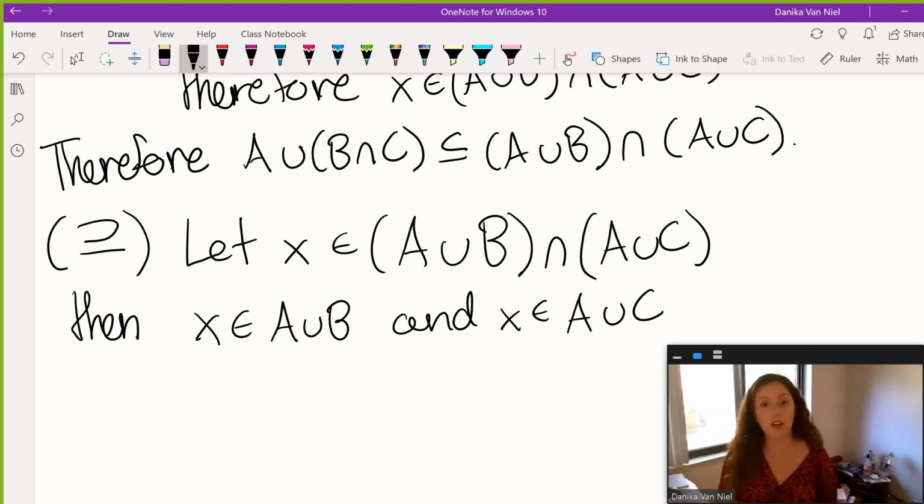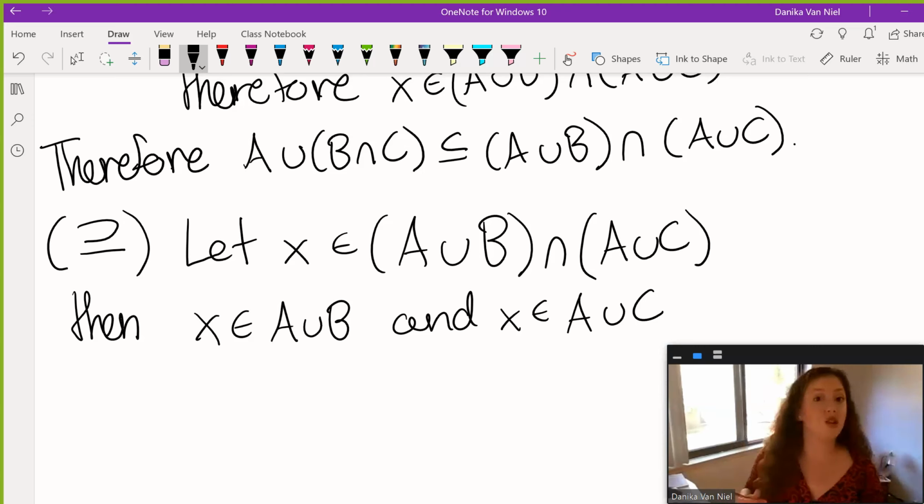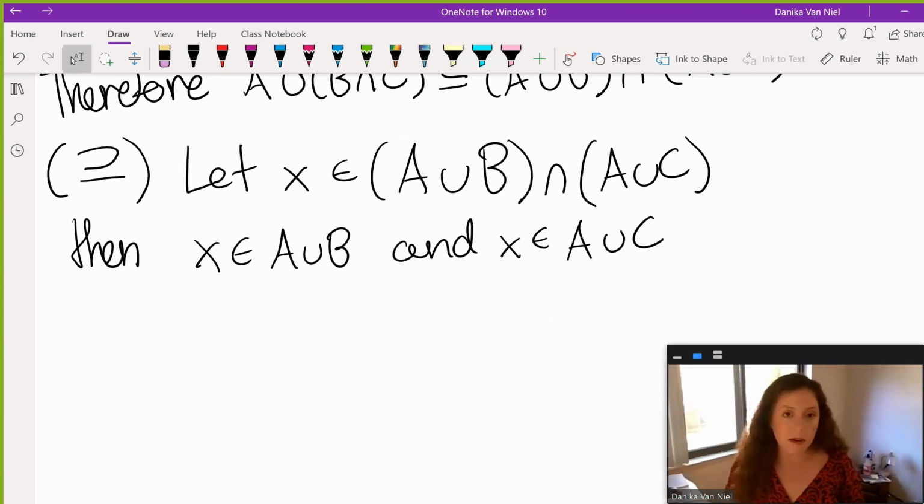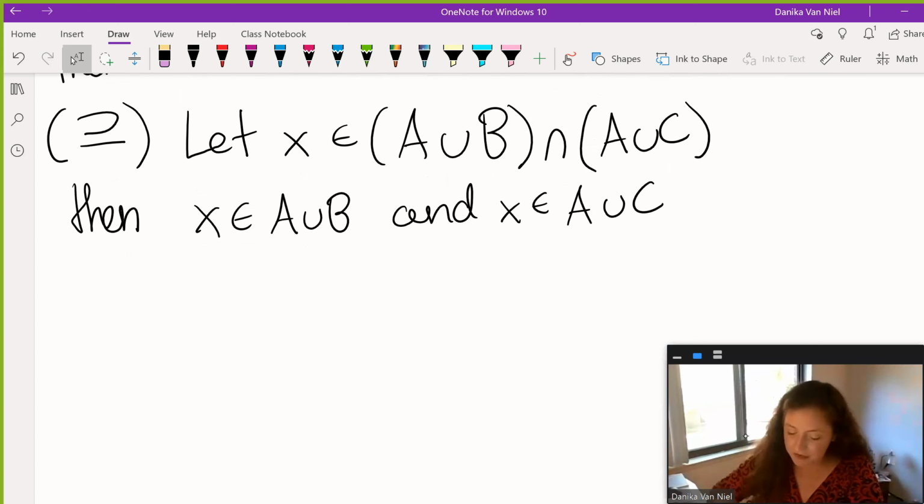So sometimes strategy with proofs is just keep saying true things that you're just hoping are moving you forward. Because sometimes you're going to look at a proof and you're not going to really understand it right away. Okay, so then X is in there and X is in there.